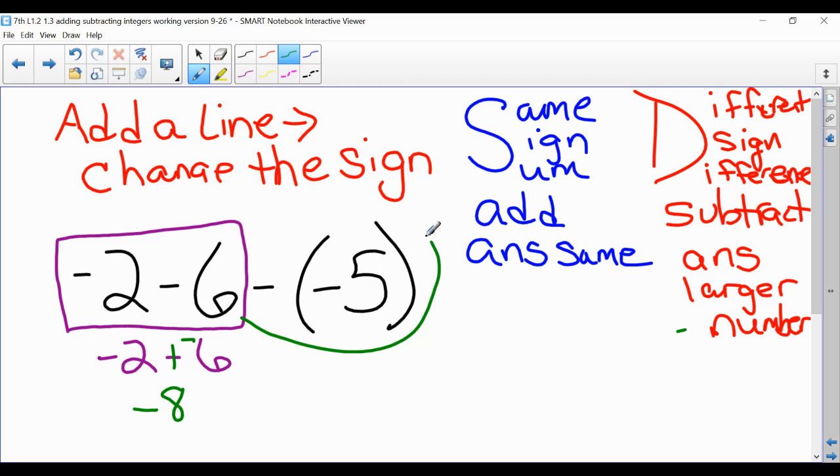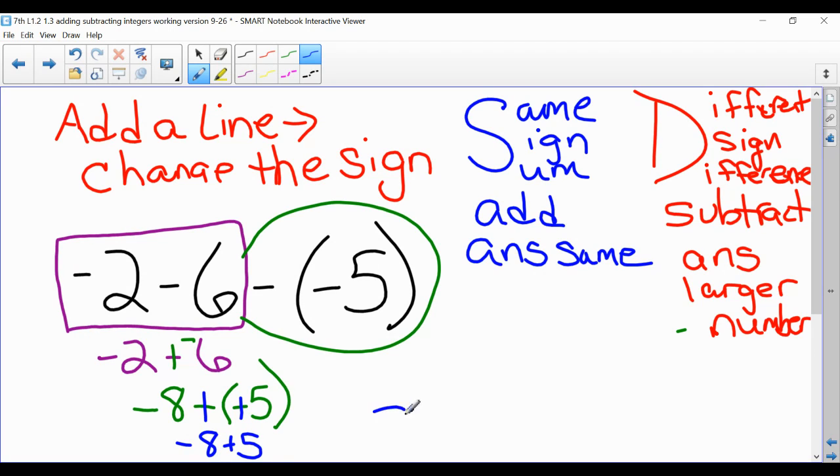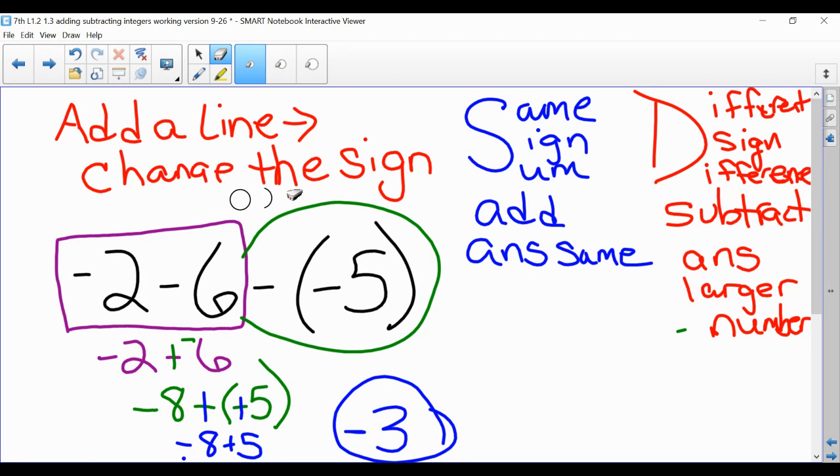Then I need to bring down everything else that's in the problem. So we have minus -5. And if we go in here and we add a line, change the sign, my new math problem is -8 plus 5. These are different signs, so I find the difference. 8 minus 5 is 3. The answer gets the sign of the larger value, so my answer becomes -3. We'll do one more like that, and then we'll go over substitution.